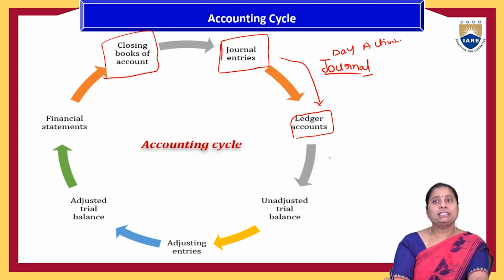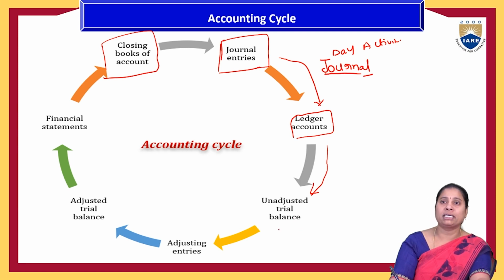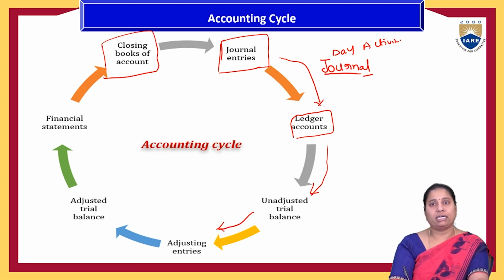And the third step is trial balance. Finally, how much amount is going to be debited and how much amount is going to be credited, they are going to analyze with the help of the trial balance. If any modifications are there, they will adjust them. Then after the adjusting entries and the adjusted trial balance, they'll go for the trading account.